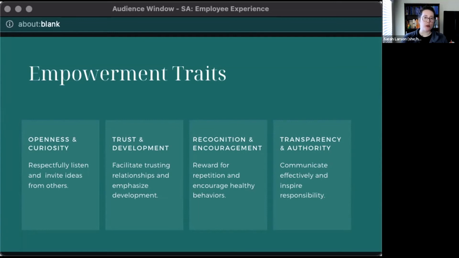We can talk about performance management all day, but let's circle back to empowerment traits. Does anyone else have an example of an empowerment trait before I move on to these empowerment tactics? Oh, Morgan, I appreciate you for putting that in there. Okay.